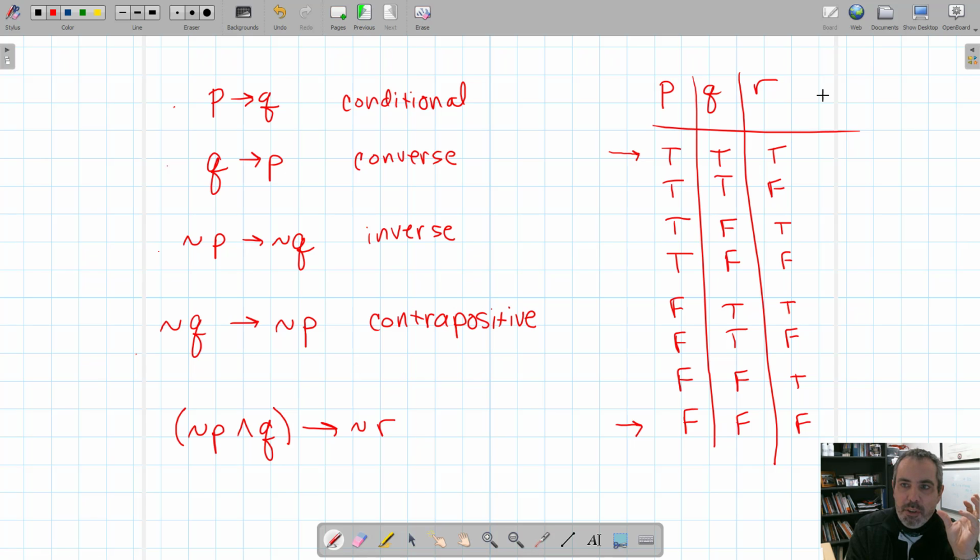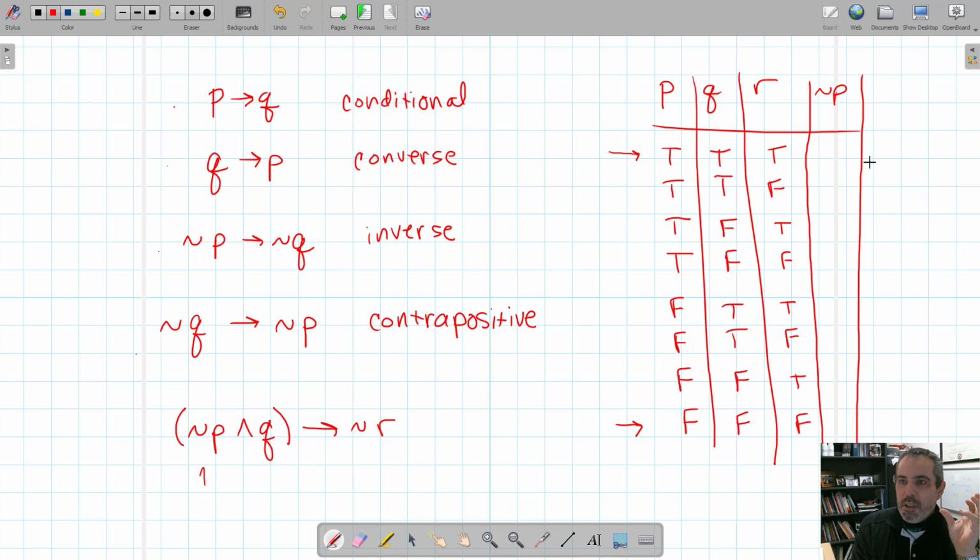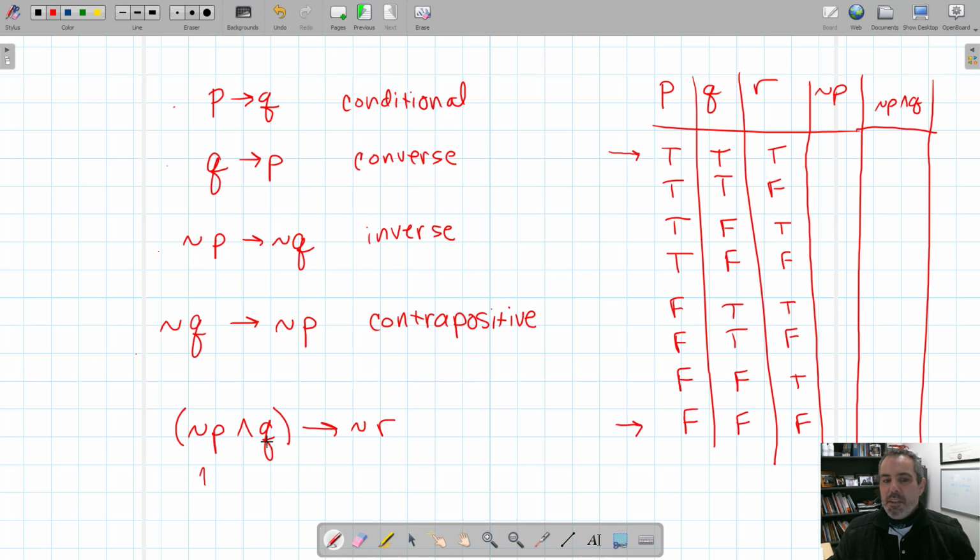I would build another section over here where I'd have not P. Then I would do a section that was this, not P and Q. And then I would have a section where I did the entire thing. I'd probably need a not R in there as well, but I do it in pieces so that eventually I get this statement, like just going through here.